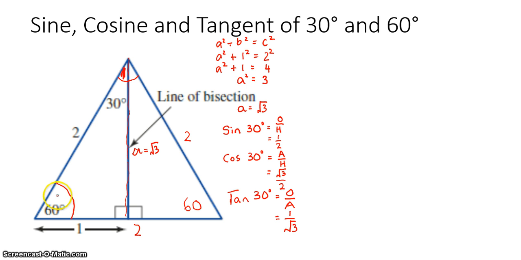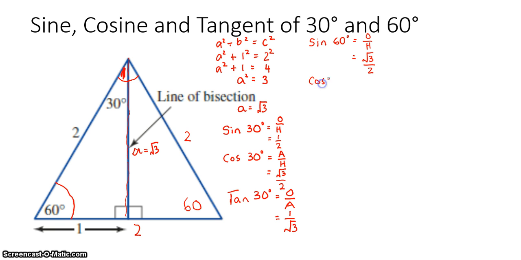Now let's look at 60 degrees. Let's find sine of 60 degrees, which we know will be equal to the opposite over the hypotenuse. The opposite side to 60 degrees is root 3 and the hypotenuse is 2. So sine of 60 is root 3 over 2.